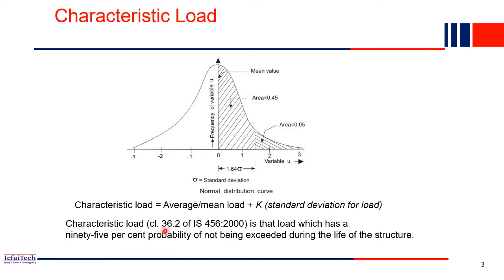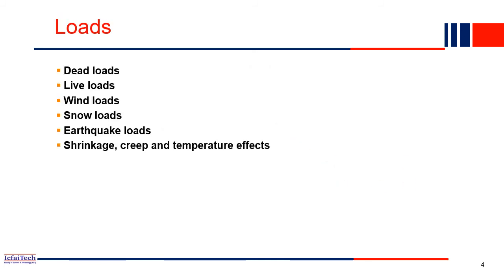In IS 456 clause 36.2 this definition is given. The characteristic load is this one, which is nothing but the mean plus 1.64 times the standard deviation. That is, the mean load plus 1.64 times the standard deviation gives us the characteristic load. So I hope this concept of characteristic load is very clear.